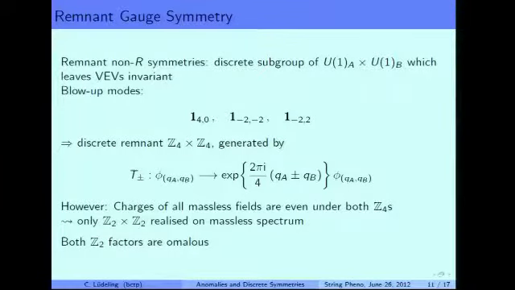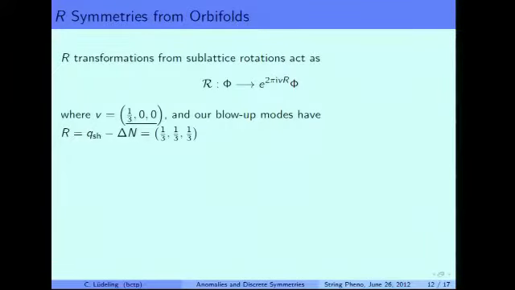Okay, now the remnant symmetries. For non-R symmetries, it's pretty simple. We have these blow-up modes. This leaves Z4 times Z4 invariant. Well, on the face of it, you would think there's a Z4 times Z4 unbroken gauge symmetry. But the charges are all even, so basically it's a Z2 times Z2 symmetry on the mass spectrum. But the more interesting part is the R symmetry.